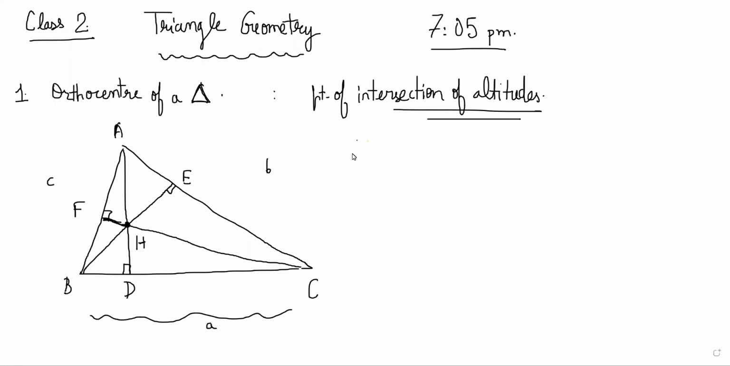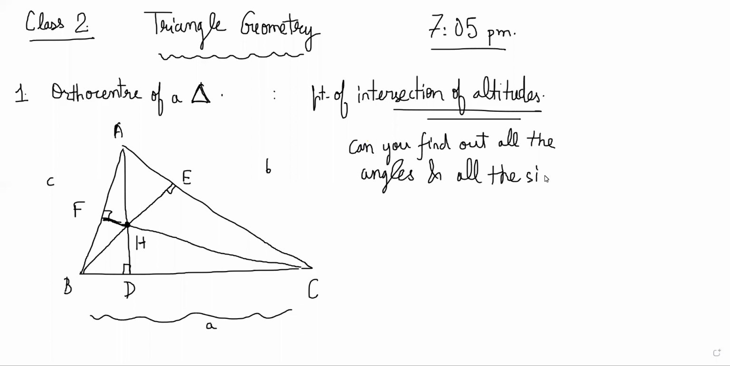Now can you find out all the angles and all the side lengths in this figure? What I mean is, can you find out this angle, for example? Tell me, what is this angle? 90 minus B.